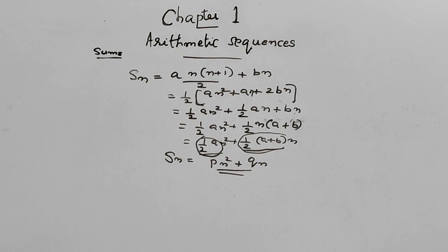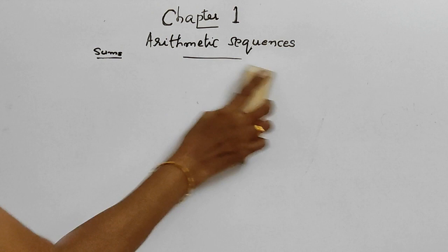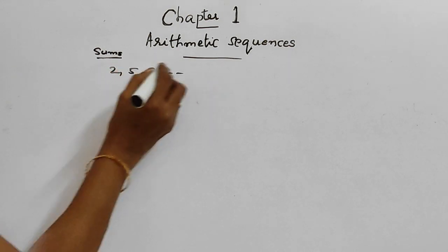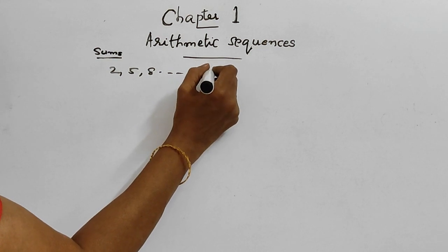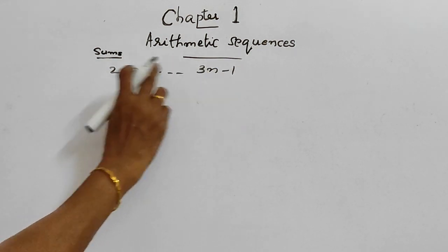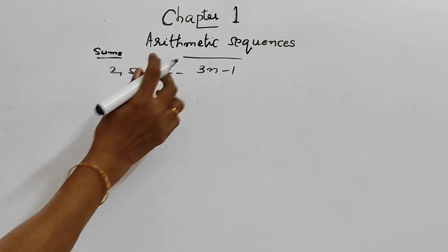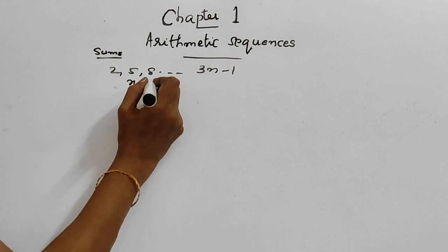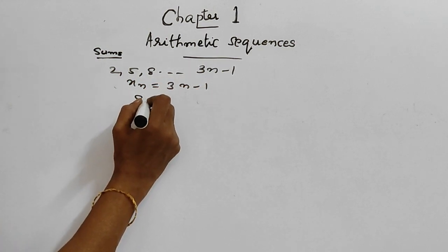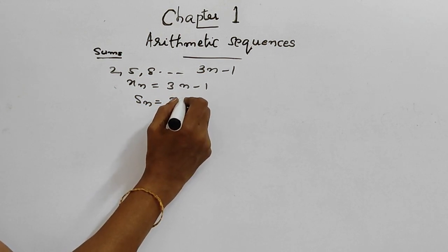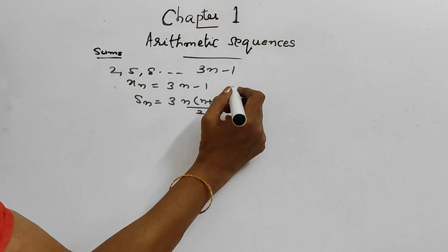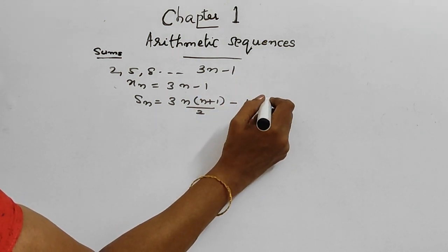Now consider one example. I have to clarify each and everything. 2, 5, 8 and so on. This is an arithmetic sequence with xn is equal to 3n minus 1. You check: 3 into 1, 3, 3 minus 1 is 2. 3 into 2, 6, 6 minus 1 is 5. So xn is equal to 3n minus 1. Sn is equal to 3 into n into n plus 1 by 2 minus, what we can write, minus 1, that is n.